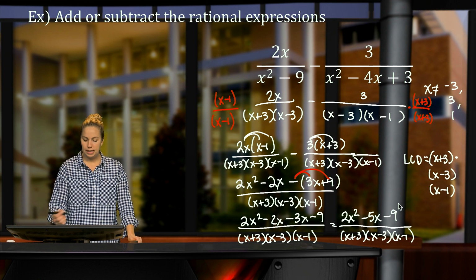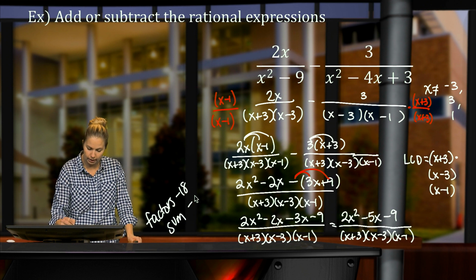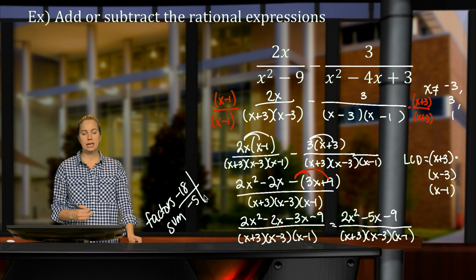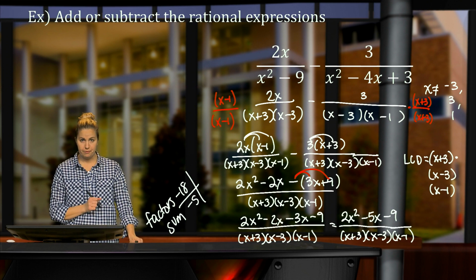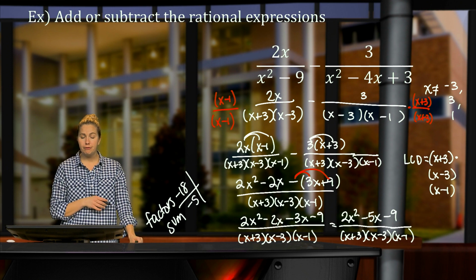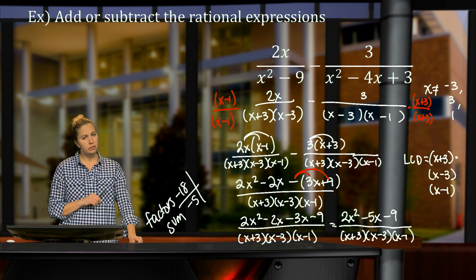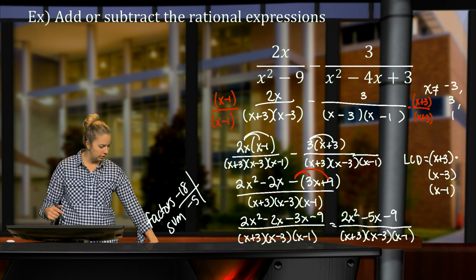Factors of 2 times negative 9, which is negative 18, that sum to negative 5. So let's think about that. Our factors of negative 18, 2 and 9, not going to give me 5. 6 and 3, not going to give me 5. Any other factors? I don't think so. So this is not going to factor, and this is our final answer.